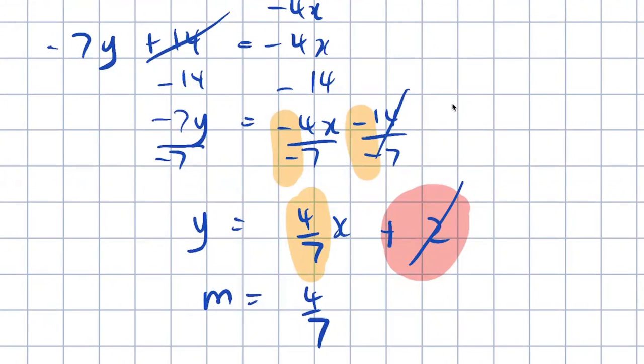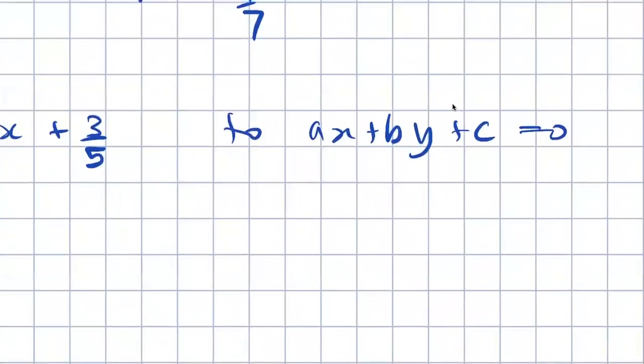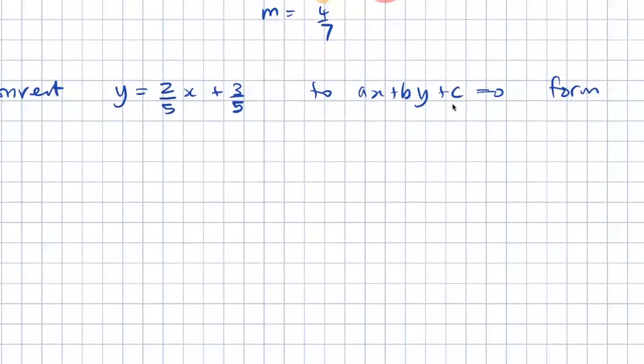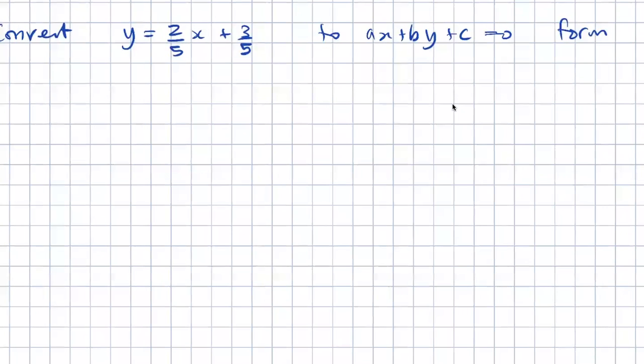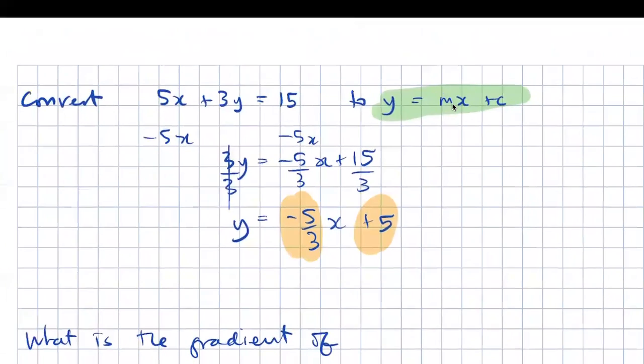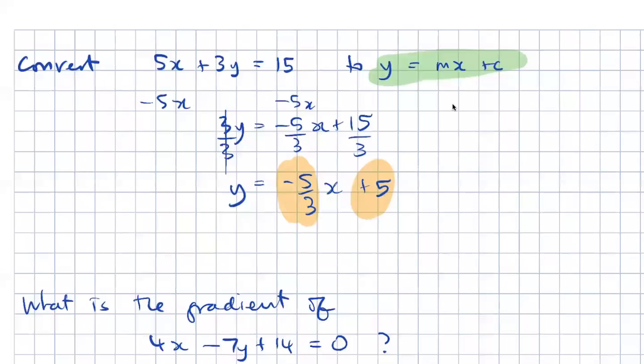However, most of the time, it's not too much extra bother, and often we're interested in what that intercept is anyway, so we tend to go and do it. Let's look at the last one. Here we want to convert y is equal to 2 over 5x plus 3 over 5 to the ax plus by plus c is equal to 0 form. Now that, by the way, is what we started with. So this is that form.